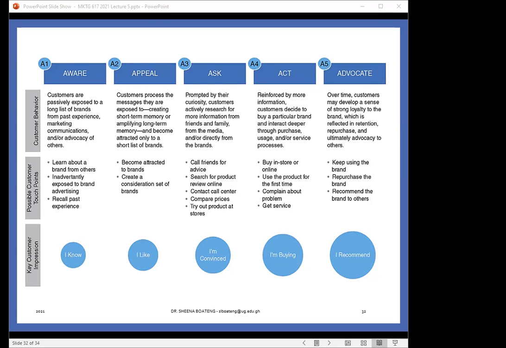And all this has been succinctly captured in the model that we see in front of us, using the various customer behaviors exhibited at each of these phases and the possible customer touch points that we can use to amplify customer behavior at these phases in favor of our brand using online technology, and the key customer impressions that we hope to achieve at each of these phases.